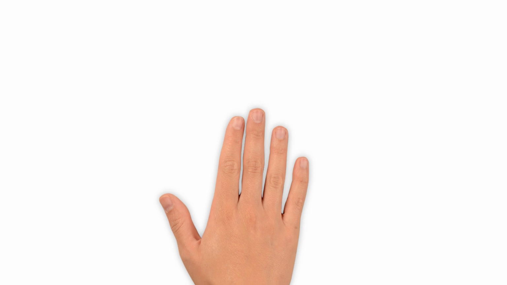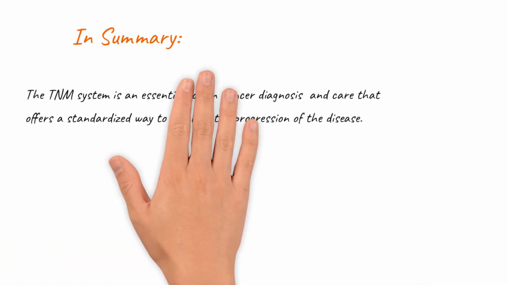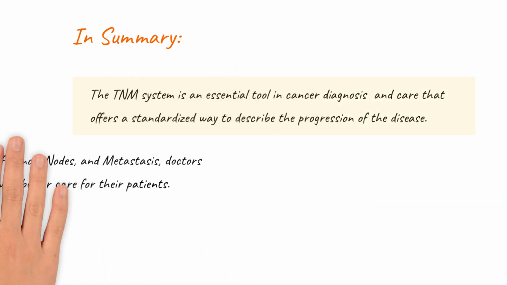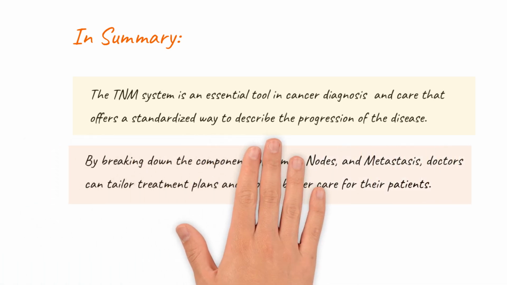To highlight some of our summary points, the TNM system is an essential tool in cancer diagnosis and care that offers a standardized way to describe the progression of the disease. By breaking down the components of tumor, nodes, and metastasis, doctors can tailor treatment plans and provide better care for their patients.